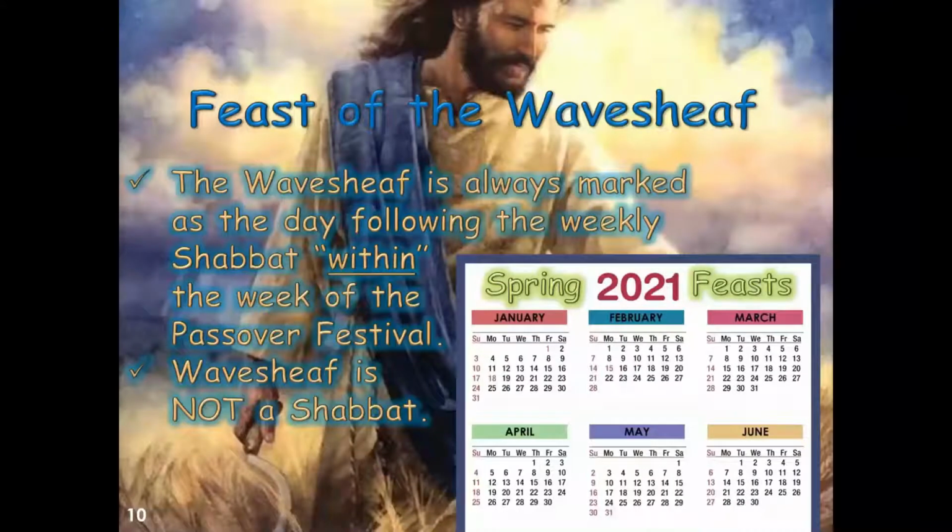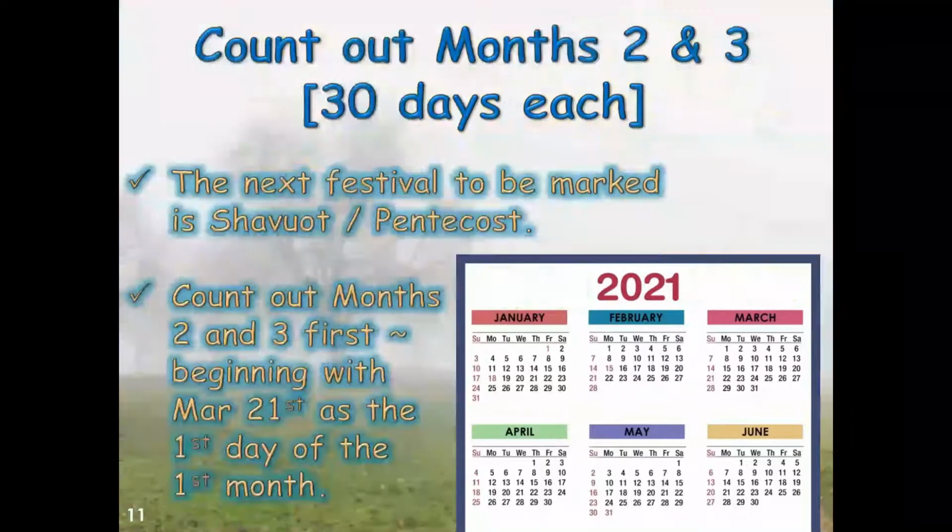So this isn't supposed to be a teaching on wave sheaf, but this is important. We can come back to slide 10 in our discussion if anybody wants to. So let's go to slide number 11, because we're going to be counting a little bit higher than 7 and 8. We next need to count out our months 2 and 3.